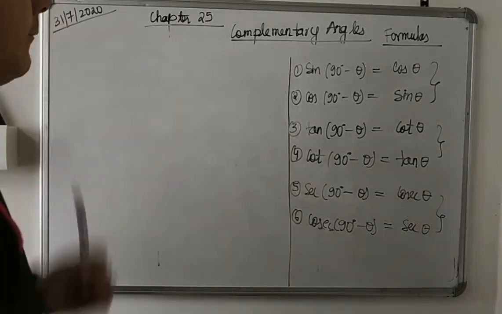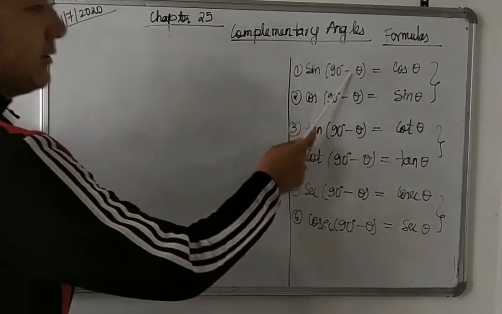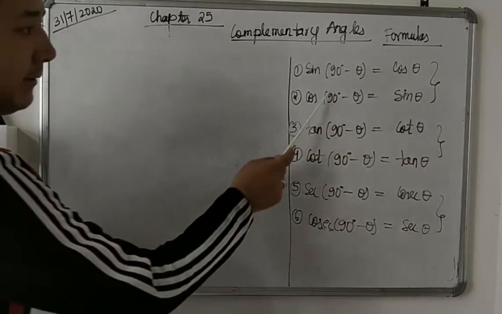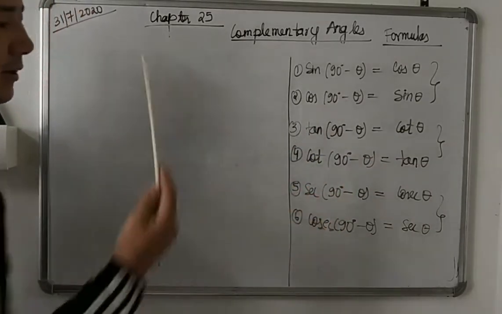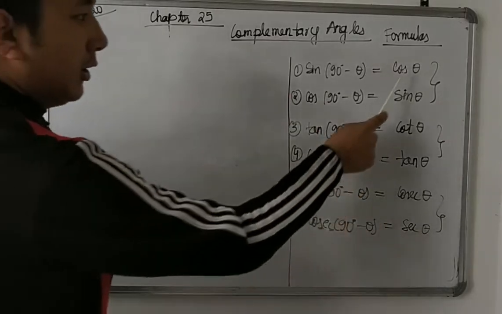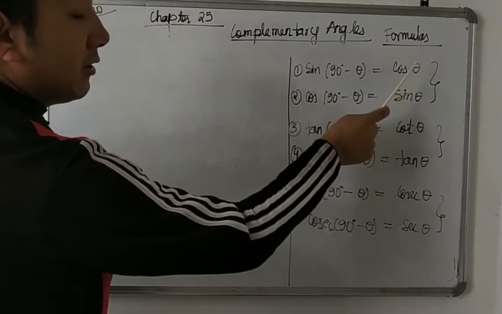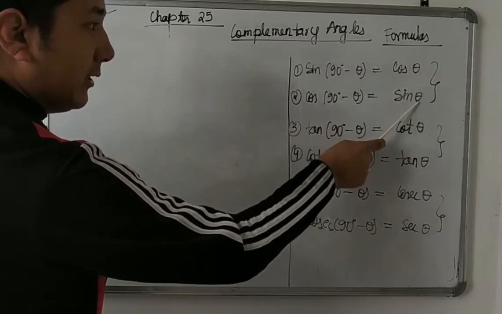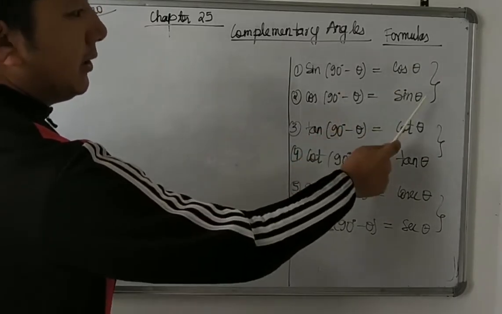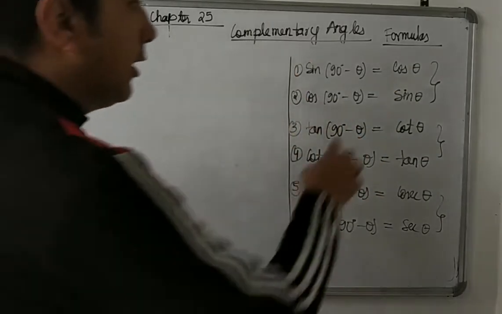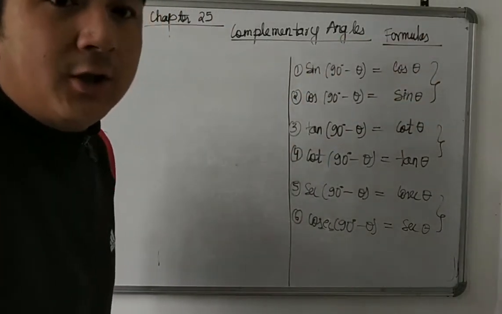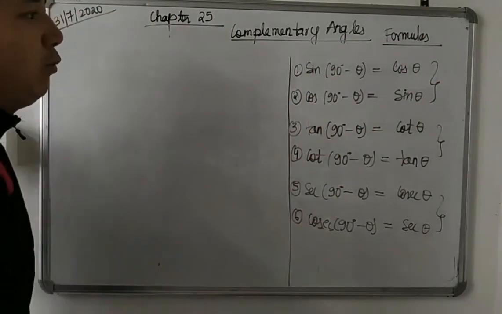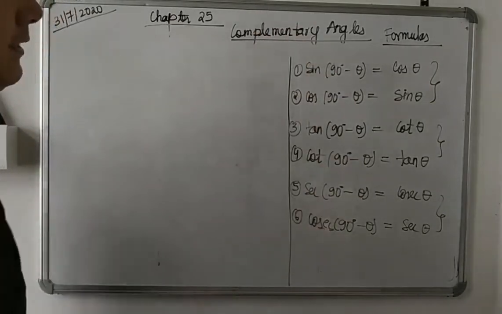Now, 90 minus theta. Is that clear? Now, if you see the relation, theta is here, and 90 minus theta. So, what is the relation? This angle theta and this 90 minus theta, they are complementary to each other, isn't it? So, the relation between them goes something like this.